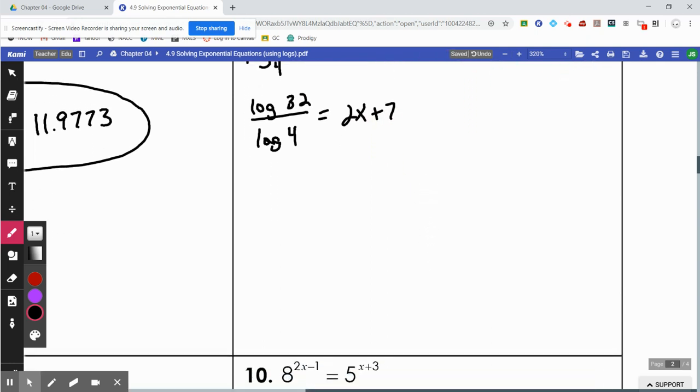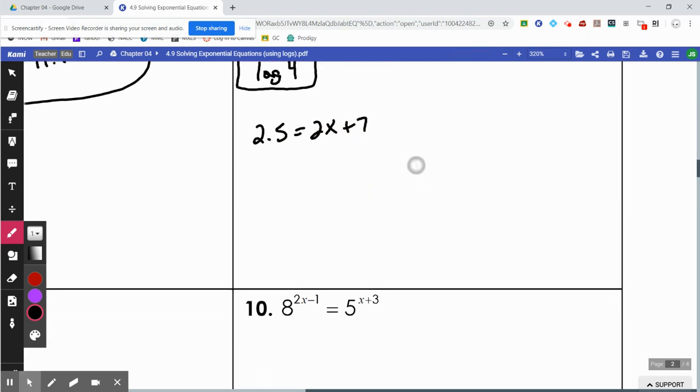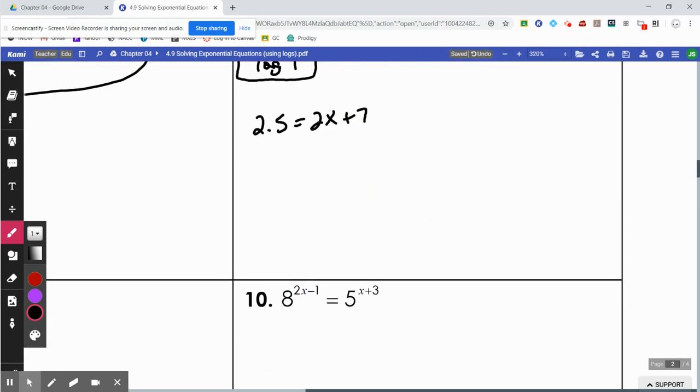We can subtract 7 divided by 2 if you want to, or let's go ahead and type this into our calculator. Log of 32 divided by log of 4 gives me 2.5, which we expect it to be, again, a rational answer, and it is. Subtract your 7 gives me negative 4.5 equals 2x, so therefore x would be negative 2.25.